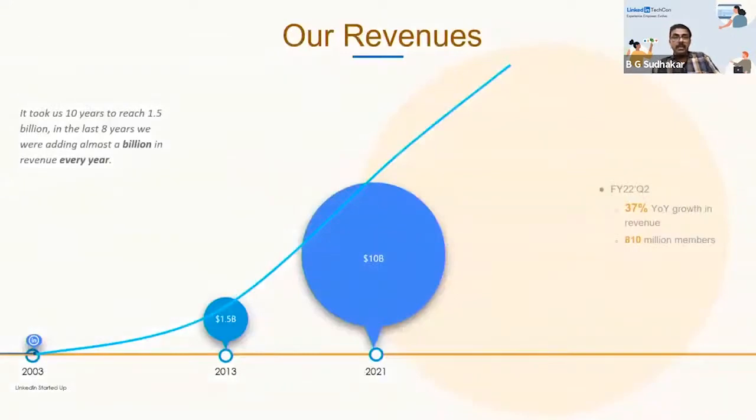So the last 7 or 8 years have seen our growth trajectory get a lot steeper. It took us about 10 years to reach $1.5 billion in revenues. And in the last 8 years, we were adding almost $1 billion in revenue every single year. And while the growth in the last few years has been phenomenal, we expect it to continue to remain strong in the coming years as well.